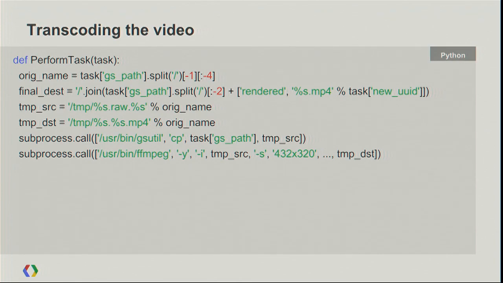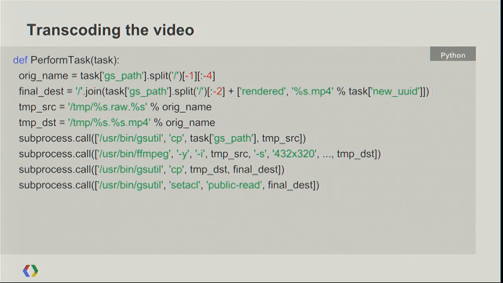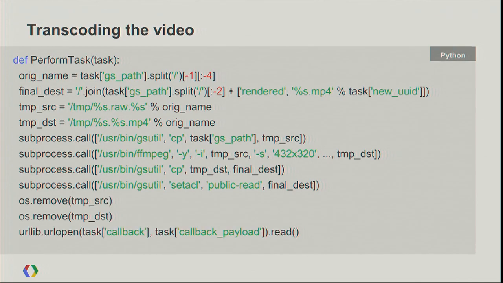We then spin off the FFmpeg library with a whole slew of options to re-encode that. We run gsutil to send it back again. And then finally, we change the access control on that file to make it publicly readable to serve through our website. And then we do some cleanup at the end, and we do the callback to the App Engine app just using a standard URL open command in Python.